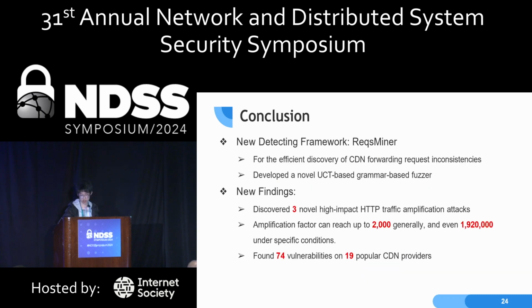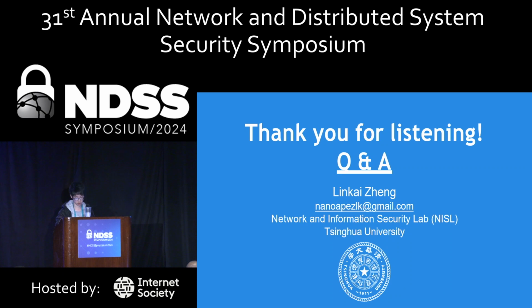To summarize the conclusion, we introduced a new detecting framework called ReqsMiner, designed specially for efficiently identifying CDN forwarding request inconsistencies. What's more, we found 3 new high-impact HTTP traffic amplification attacks. The amplification factor can reach up to 2,000 generally and even 1.92 million under special conditions. Furthermore, we discovered 74 vulnerabilities across 19 popular CDN providers. That's all. Thank you, and I welcome your questions.